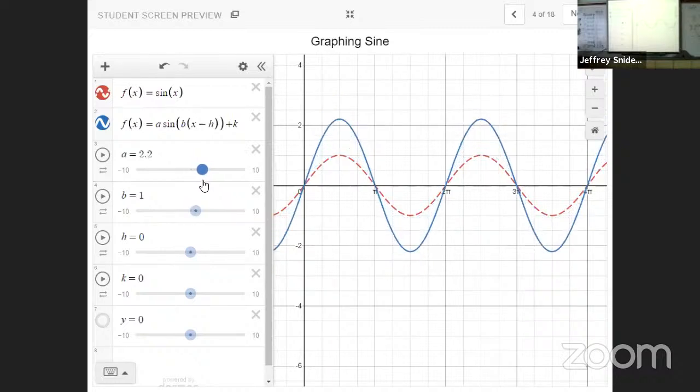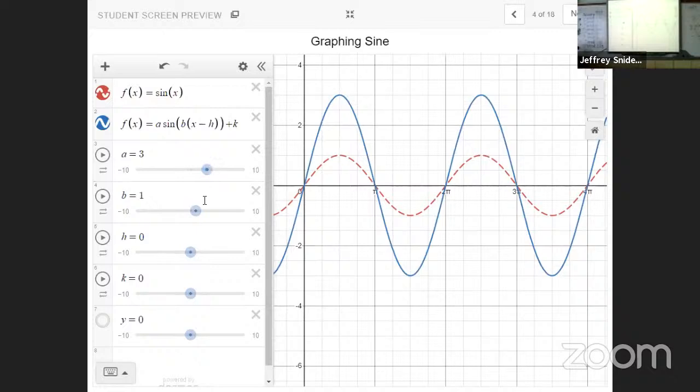If I'm bigger than 1, boom. And what do I notice? If I make it 2, it's got an amplitude of 2. If I go up to 3, it's got an amplitude of 3. What did we say the amplitude was yesterday? What did that mean when I say the amplitude of the graph? It's about the maximum, yeah. It's half the distance between the max and the min. It's half the distance between the max and the min.